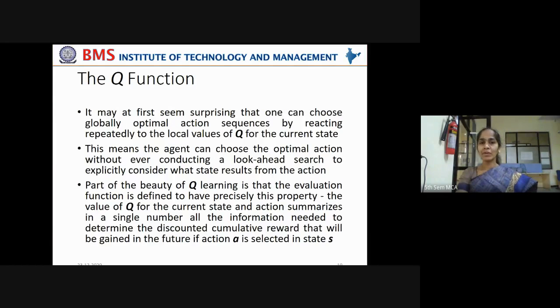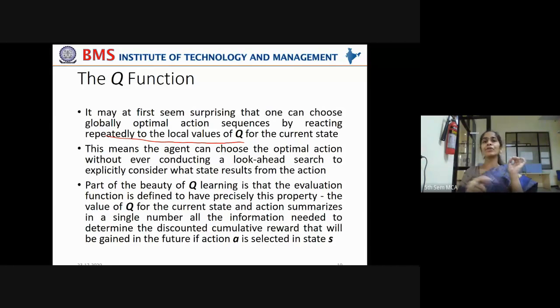It may at first seem surprising that one can choose globally optimal action sequences by reacting repeatedly to the local values of Q for the current state. What we are doing here is, in the before case, R is not known and delta is not known. But how are we calculating both of them? By choosing globally optimal action sequences. How are we arriving at the globally optimal action sequences? By reacting repeatedly to the local values of Q.